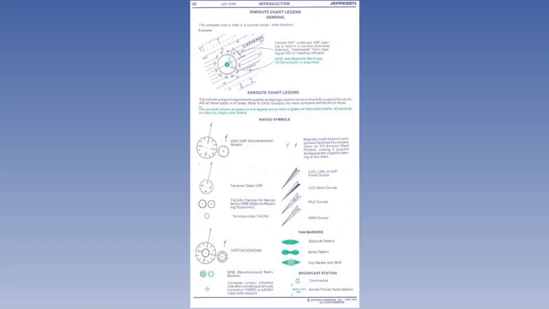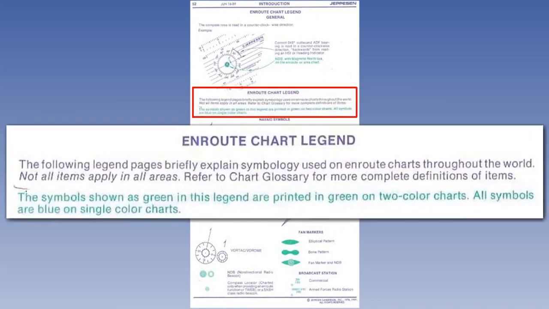We have already looked briefly at the introduction section of the Jeppesen manual. In this lesson, we shall look in more detail at those pages dealing with the en route chart legend, starting on page 52. Some of the symbols shown in this section are printed in green. These are also printed in green on two-coloured charts. On single-coloured charts, all symbols are printed in blue.